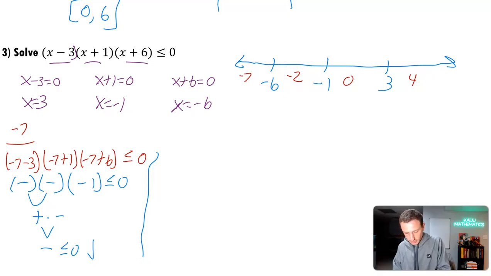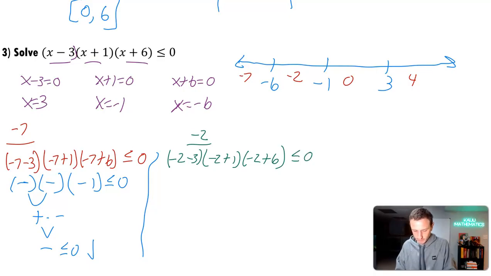So the next region, negative 2. So I'm testing out negative 2 here. Negative 2 minus 3, negative 2 plus 1, and negative 2 plus 6, less than or equal to 0. So the negative 2 minus 3 is negative, because that's negative 5. Negative 2 plus 1, another negative. Negative 2 plus 6 is a positive.